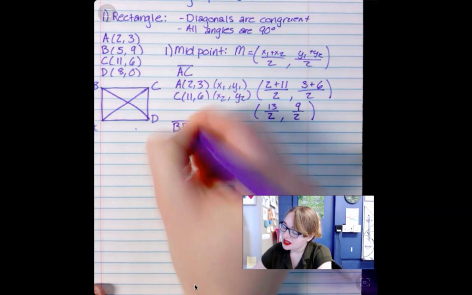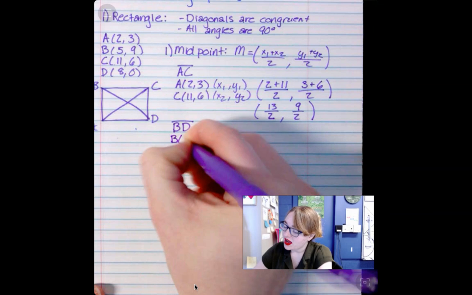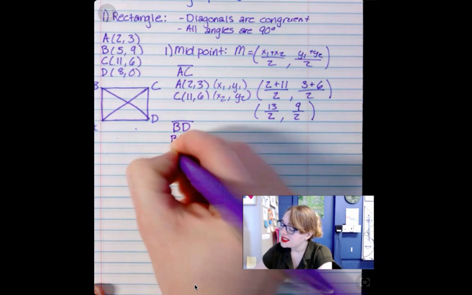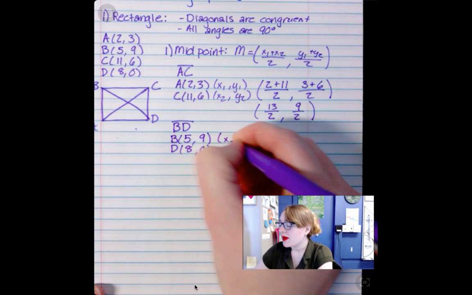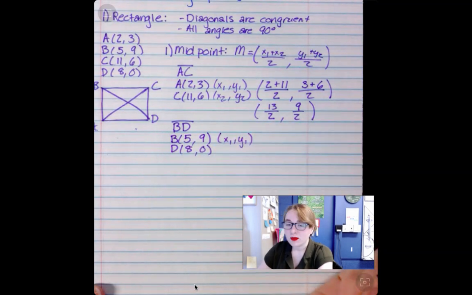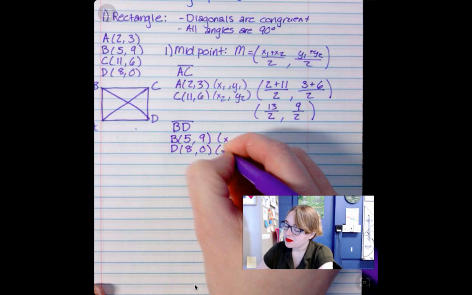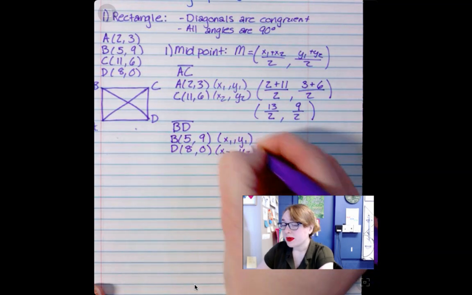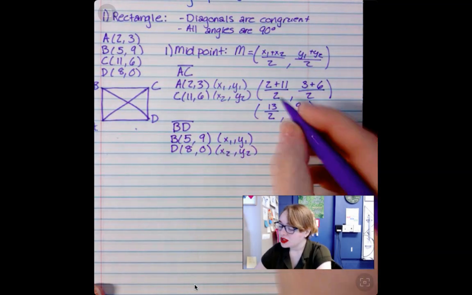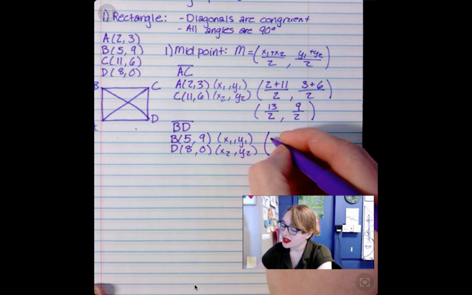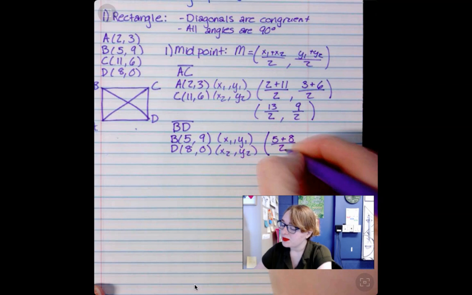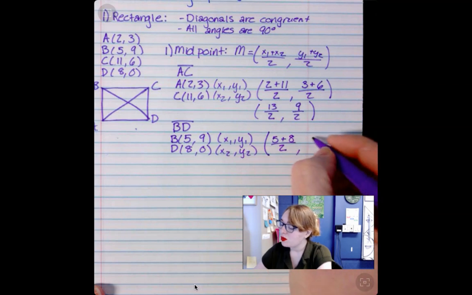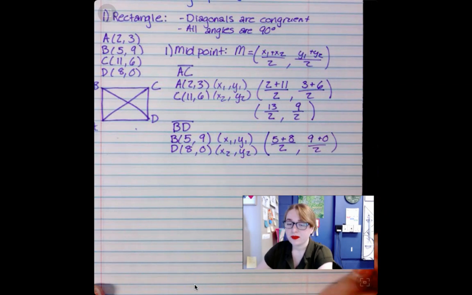Okay, so we found the midpoint between A and C, so now we find it for the other diagonal between B and D. So point B is at 5, 9, and point D is at 8, 0. I'm going to pick B to be my x1, y1, my favorite point here, and D to be my x2, y2, or my second favorite point here. And we just plug it into the formula. So x1, which is 5, plus x2, which is 8, divided by 2, and y1, which is 9, plus y2, which is 0, also divided by 2.